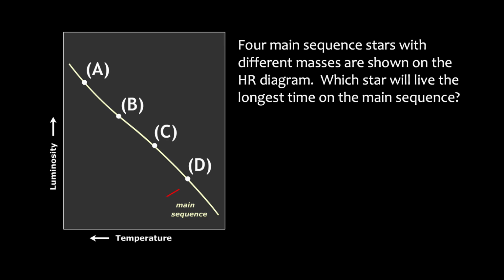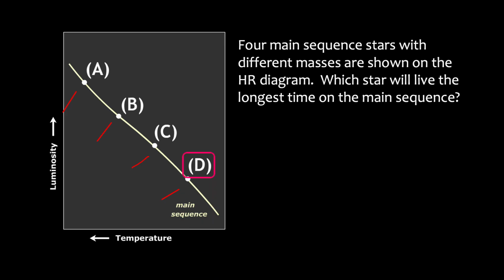You have star D, which is on the lower mass, and C is closer to the sun or maybe a little bit more, and B is more massive stars, and A is the really massive star. We're talking about 15 solar masses or so. And remember, the connection is the lower the mass, the longer the lifespan. Thus, the answer is D.